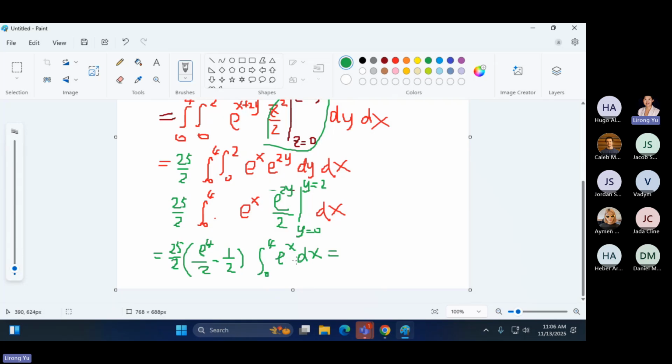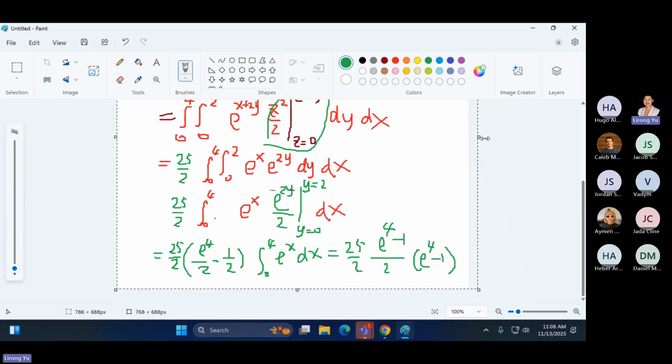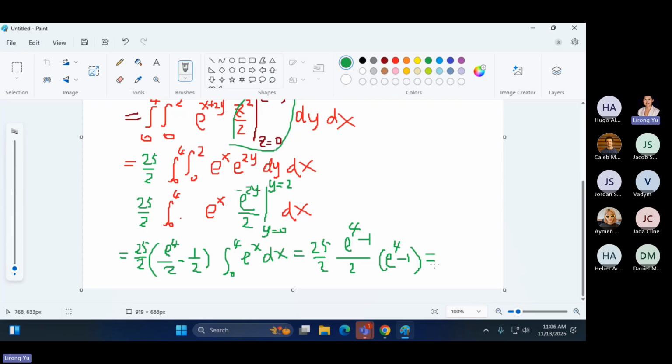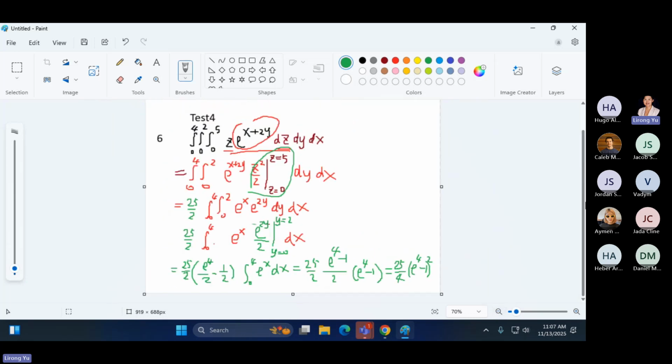You evaluate e to the x at 4 and at 0, which gives you e to the 4 minus 1. And you can bring the 1/2 outside. And then here you're going to have e to the 4 minus 1, because the limits are x equal to 4 and x equal to 0. So ultimately, these are identical. So you're going to have 25 over 4 multiplied by e to the 4 minus 1 squared. After that, you can use your calculator or you can leave it that way. That's the entire calculation for number 6.